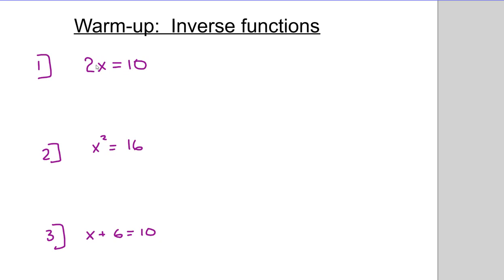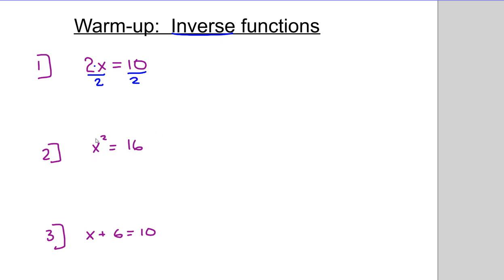2x equals 10. So I say to myself, how do I solve for x? I know that x is being multiplied by 2, so I'm going to do what we call the inverse function to multiplication. So the inverse of multiplying is dividing. So I'm going to divide both sides by 2. And of course, you know how to solve the problem from there.